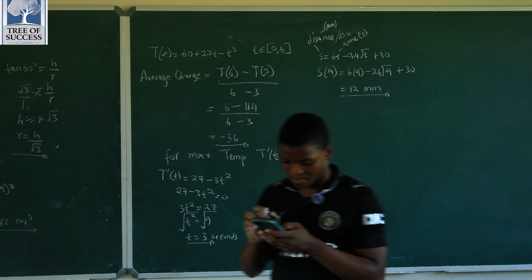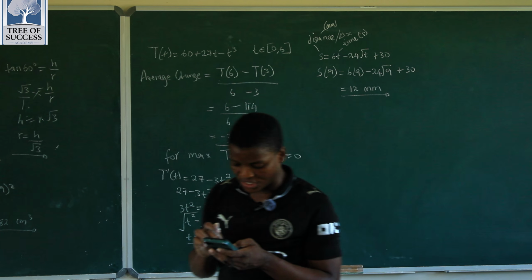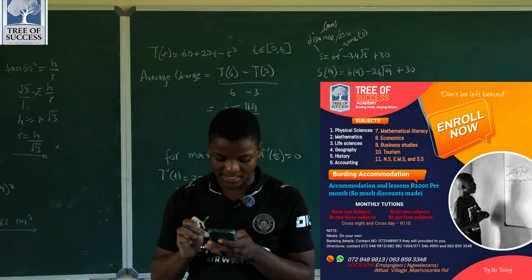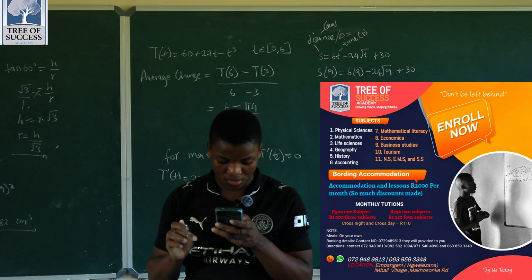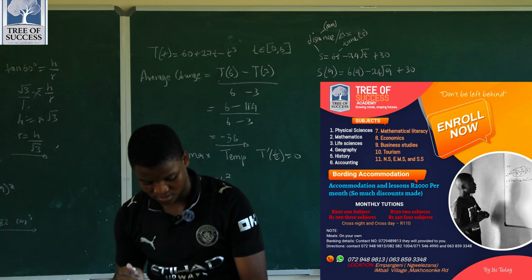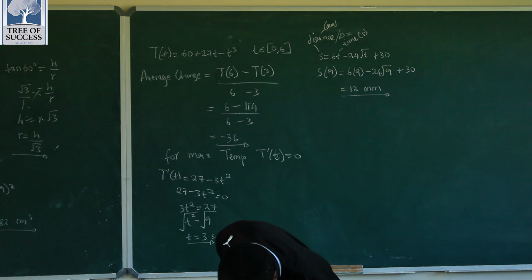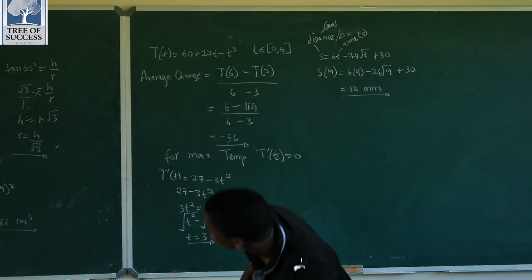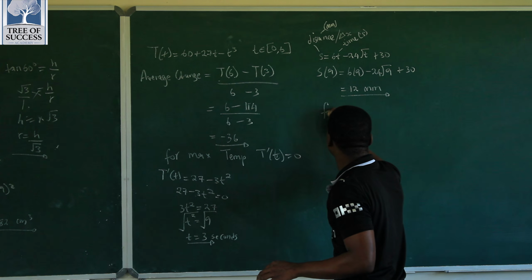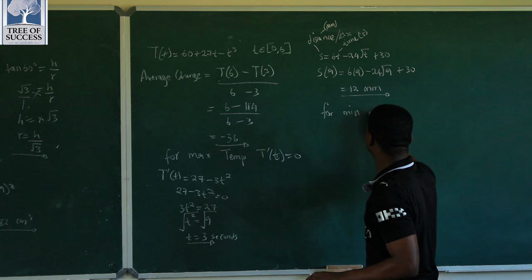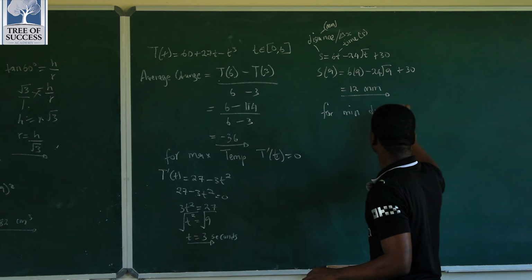Now the last part. The particle reaches its minimum distance from P after t seconds. Determine the values of what? Of t. Right? So it reaches what? The minimum distance after t seconds. Now, for the minimum distance.